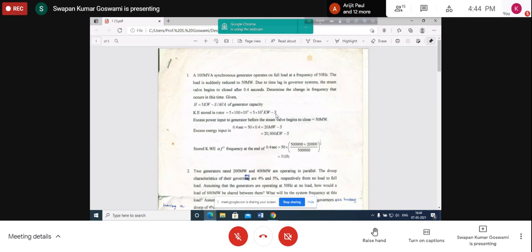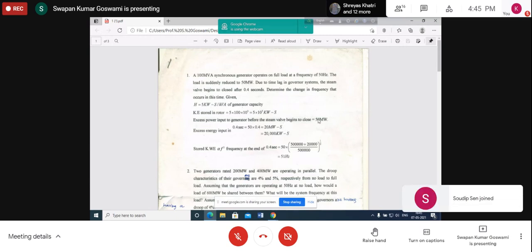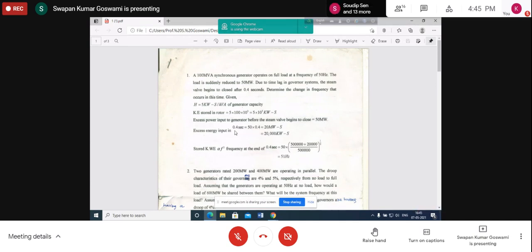Now, what happens? This 0.4 second is needed for the governor to operate. During this 0.4 second, the speed will increase, and the frequency will increase. So the excess power input to the generator before the steam valve begins to close is 50 megawatt, the difference in power. Excess power is 50 megawatt, and 0.4 second is the time during which this excess power will be entering the generator. So the value will be 50 into 0.4, that means 20 megawatt second.